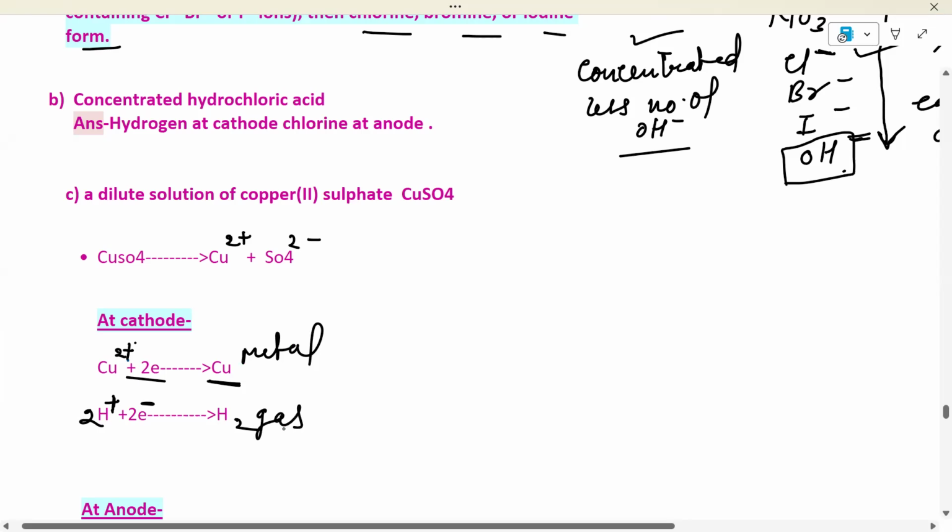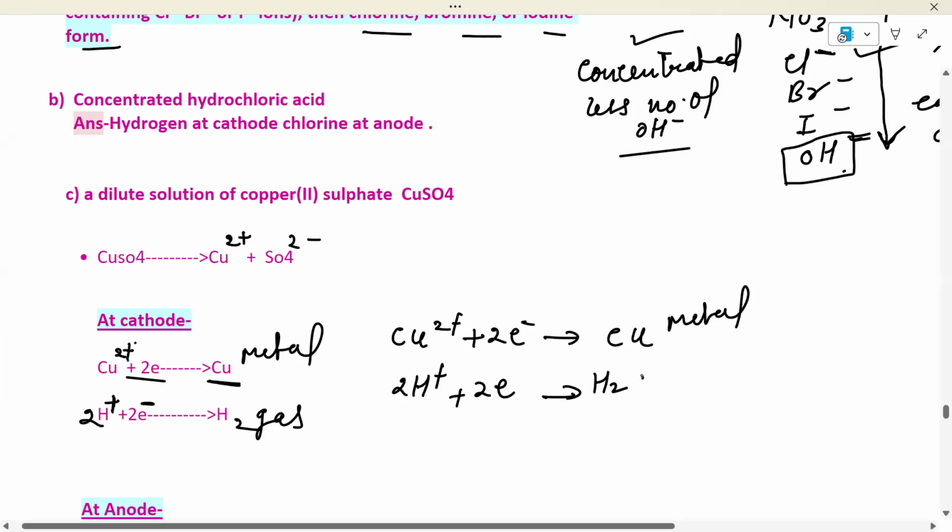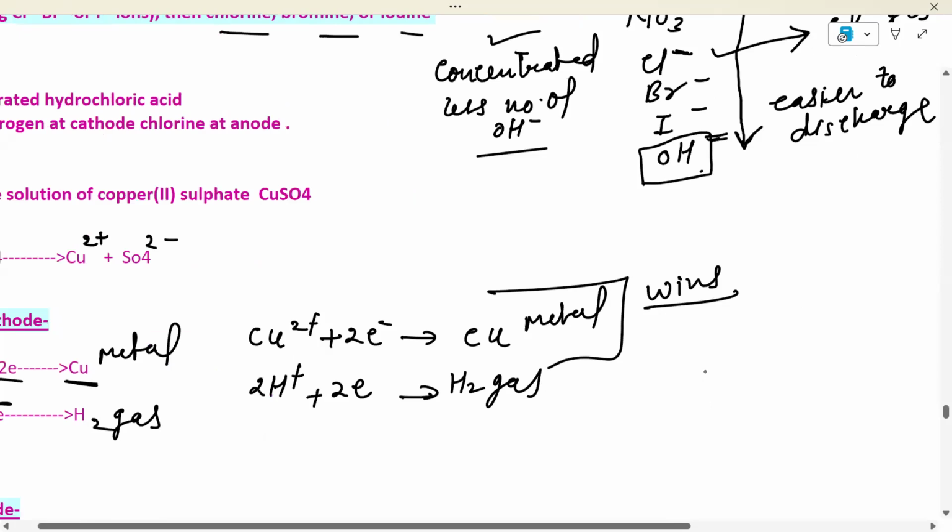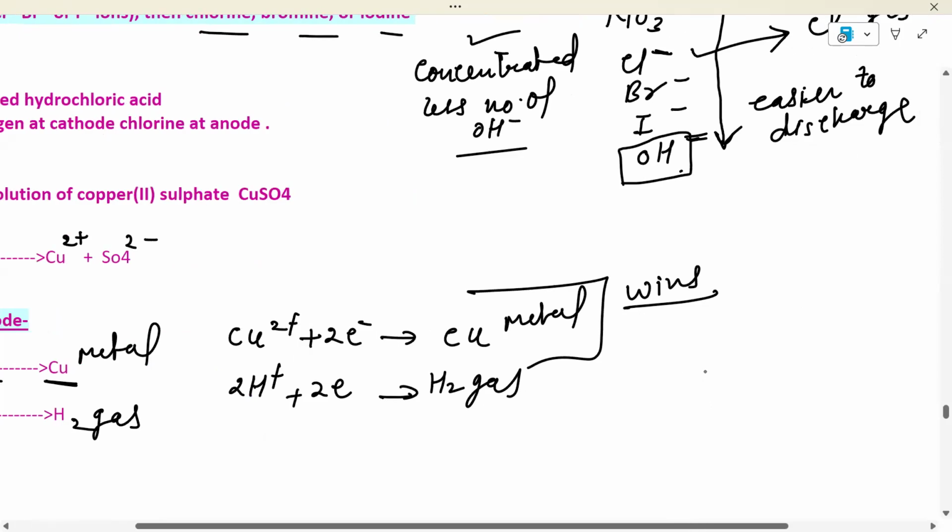So what happens here at cathode? At cathode, I would like to write it again. Cu2+, after gaining 2 electrons, becomes copper metal, right? Or there is a possibility that hydrogen ion, after gaining 2 electrons, becomes hydrogen gas, but copper wins the race. Here, copper wins, right? Let's see the reactivity series.